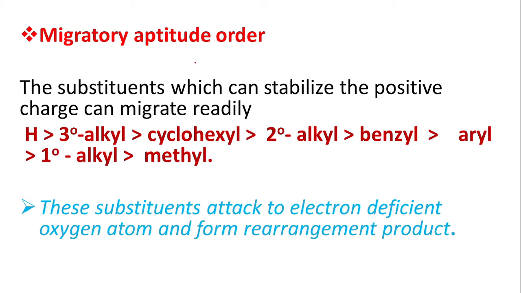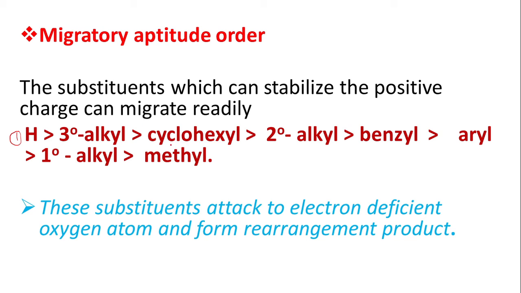ये माइग्रेशन होता है इसलिए to stabilize the electropositive oxygen atom, that is electron deficient atom. तो aptitude किसका सबसे ज़्यादा है ना, हाइड्रोजन का है. उसके बाद tertiary alkyl, because tertiary alkyl will stabilize the electropositive oxygen.